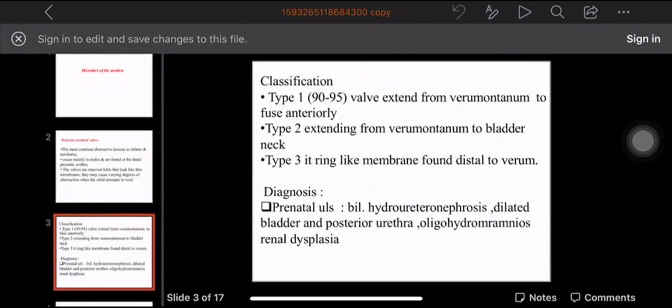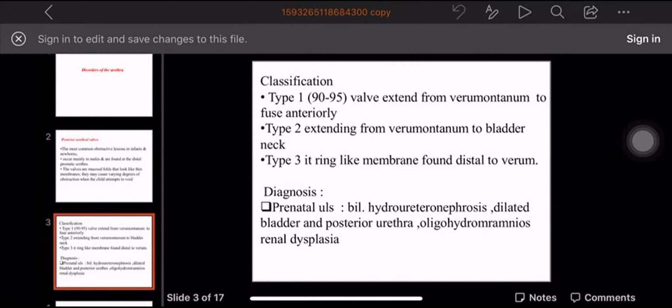Classification. This is the classification of posterior urethral valve. Type 1 is 90 to 95% of all types of posterior urethral valve. The valve extends from the verumontanum to fuse anteriorly. Type 2 extends from the verumontanum to the bladder neck. And type 3 is a ring-like membrane found distal to the verumontanum.